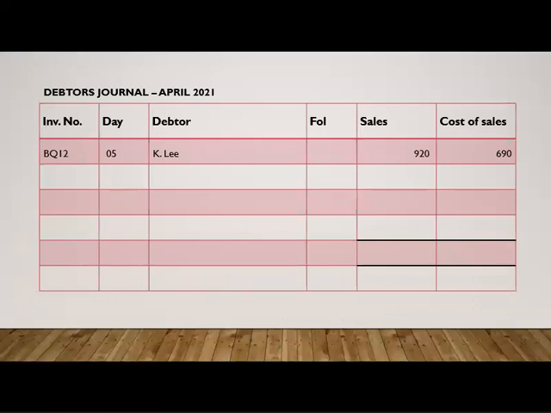It'll be BQ13. The day will be the 12th. The debtor is Biscosana. Under sales, we have 1,800. And the cost of sales, we have 1,350.